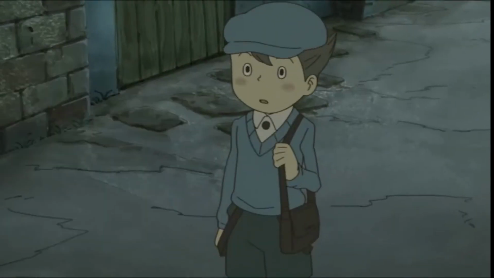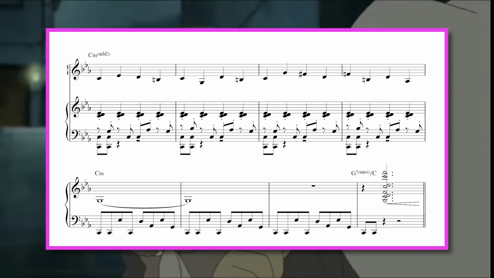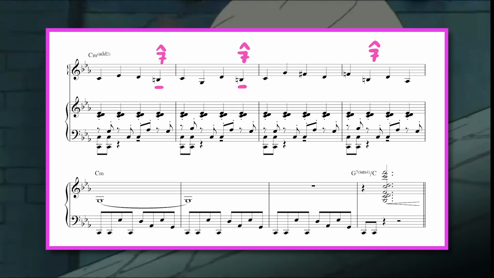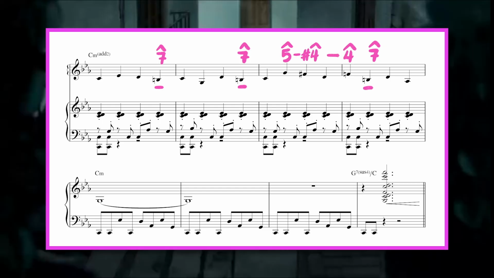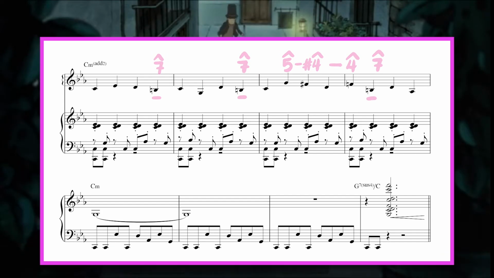Layton's theme brings back the iconic piano and bassoon figure that opened up the piece, but this time with a creepy, low violin line on top. The use of the raised seventh, these B naturals, as well as this chromatic sliding from the fifth to the sharp fourth to the natural fourth, adds a suspicious air to the piece.